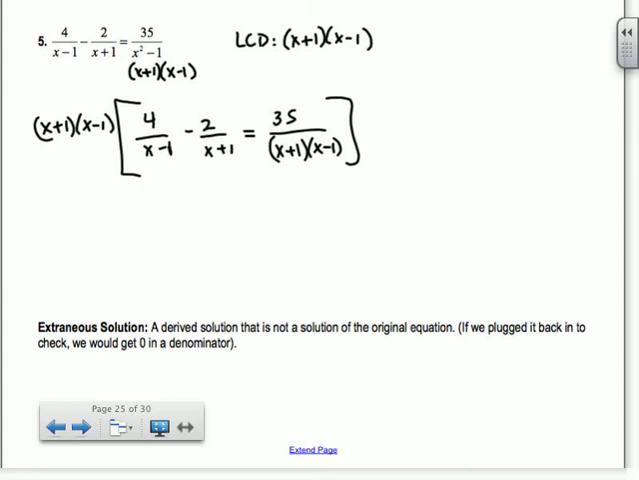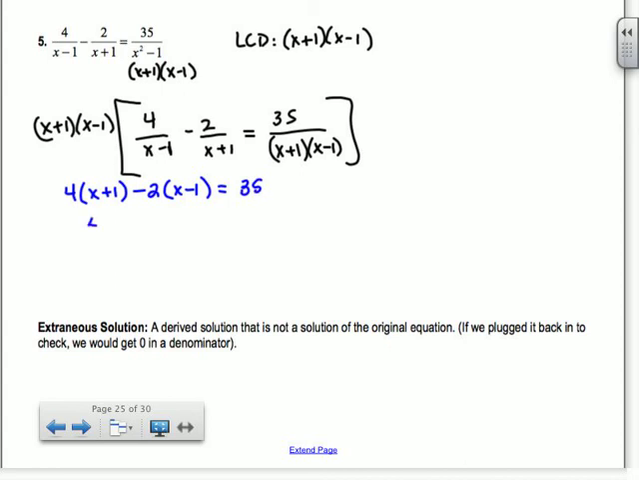So on the first one, I'm taking my fingers and I'm going to cover up the common factors. So x minus 1 and x minus 1 would be common factors. So all I'd have left is the x plus 1 and the 4. So I'm going to have 4 times x plus 1. Then on the next term, x plus 1 is in common. So I'm going to have negative 2 times x minus 1. And then on the last one, x plus 1 and x minus 1 are the common factors. So I'm left with just 35.